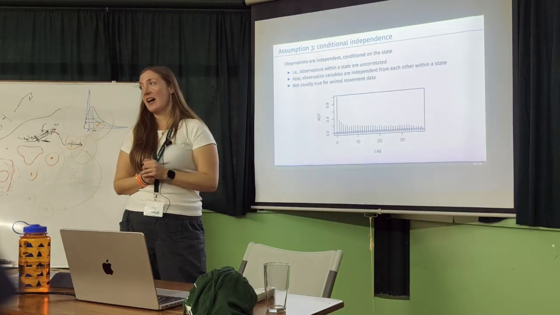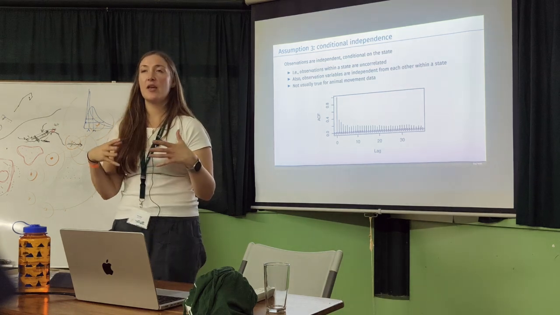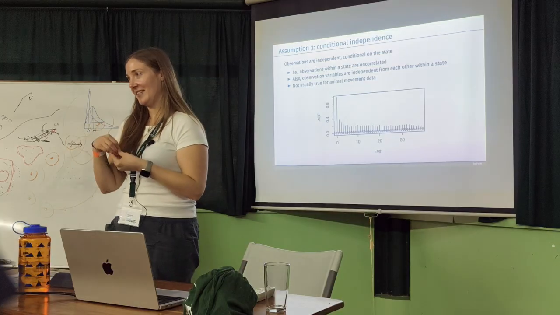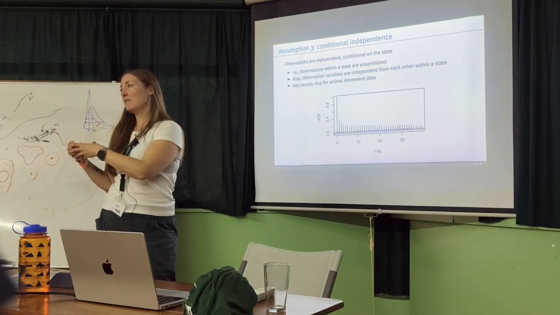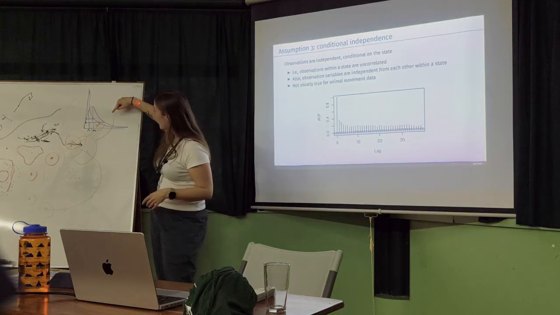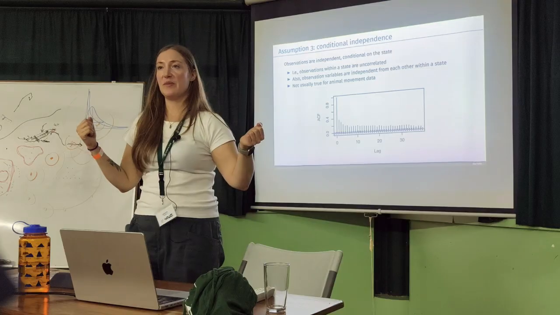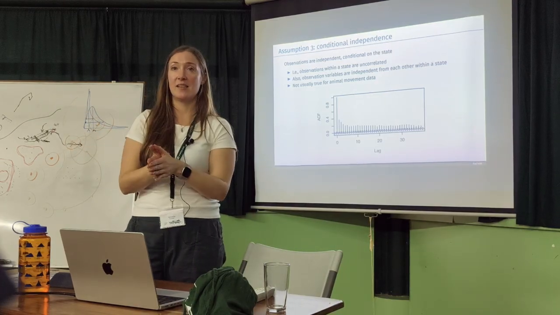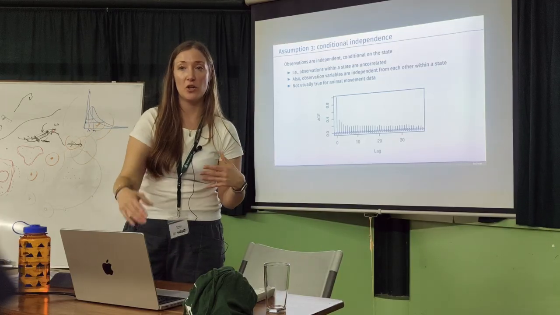So one assumption that we have is something called conditional independence. Basically, we assume that the observations are independent, conditional on the state. So we're saying that state 1 comes from this gamma distribution, but it's just a completely random draw from that distribution. So there's no correlation between the observations within a state. Although they're clustered together, so they look kind of similar, within the state there's no temporal autocorrelation.